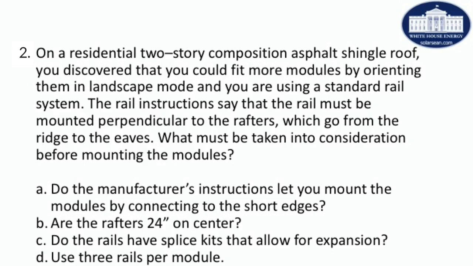And A is, do the manufacturer's instructions let you mount modules by connecting to the short edges? So think about that. A PV module is a rectangle. I haven't seen a square module or a triangle module in a long time. With a rectangle, you've got longer edges on two sides that are opposite each other and shorter edges on two sides that are opposite each other. So if we think about that, we have the roof and we have the rails going with the ridge. They're perpendicular to the rafters that are going ridge to eave. So if we want to mount the PV modules in landscape, that means we have to attach to the short edges.